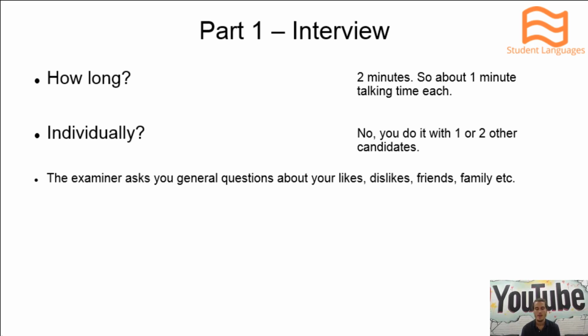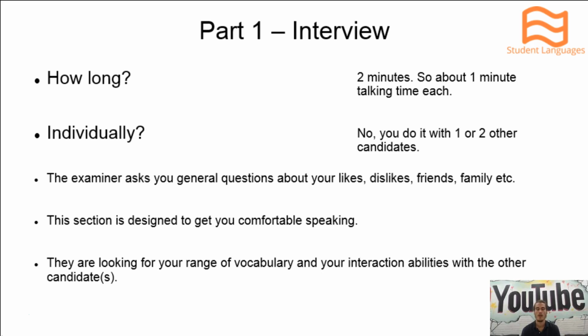In this part, the examiner asks you general questions about your likes, dislikes, friends, family, etc. This interview section is designed to help you feel more comfortable in the exam and to make you feel comfortable speaking. The examiners look for your range of vocabulary, so the variety of vocabulary that you use, and they look for your interaction abilities with the other candidates. How well you can speak to another person.